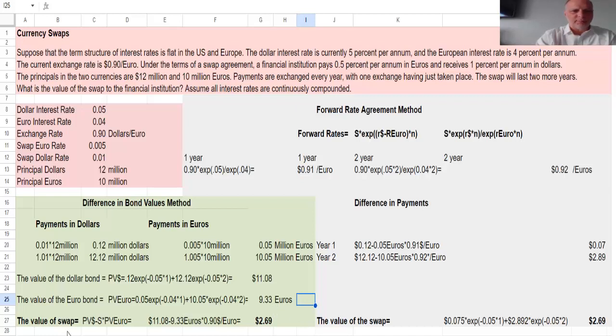If we want to know the value of the swap, it'll be the difference in the values of these two bonds. So the value of the dollar bond minus the value of the euro bond converted to dollars, so 9.33 times 0.90 dollars per euro. And that gives us here G23 and G25 times C10, and gives us the same valuation for the swap of $2.69 million. Either approach, the difference in bond values method or the forward rate agreement method, gives us the same result, which it should. I thank you for watching this video.